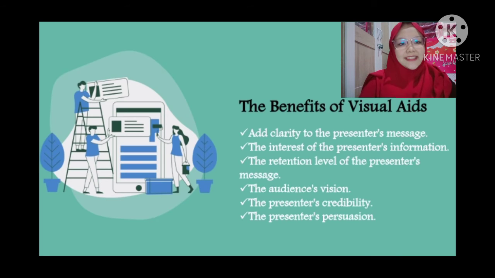I will explain the benefits of visual aids. Visual aids are objects shown by the speaker to the listener throughout the course of the conversation. And there are several benefits of using visual aids. The first, add clarity to the presenter's message. The second, the interest in the presenter's information. The third, the retention level of the presenter's message. The fourth, the audience's vision. The fifth, the presenter's credibility. And the last, the presenter's persuasion. That's all from me.